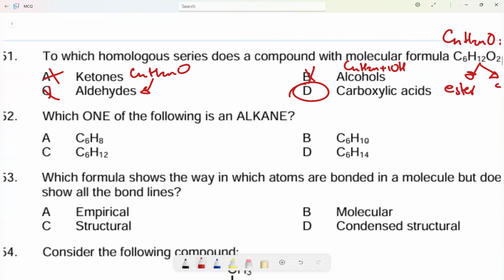Which one of the following is an alkane? An alkane will have CnH2n+2, meaning if I have 6 carbons, I need to double that. I need to double 6, which is 12, plus 2, it is 14. This is incorrect. If I have 6, it needs to be 14. So the most correct answer is C6H14.